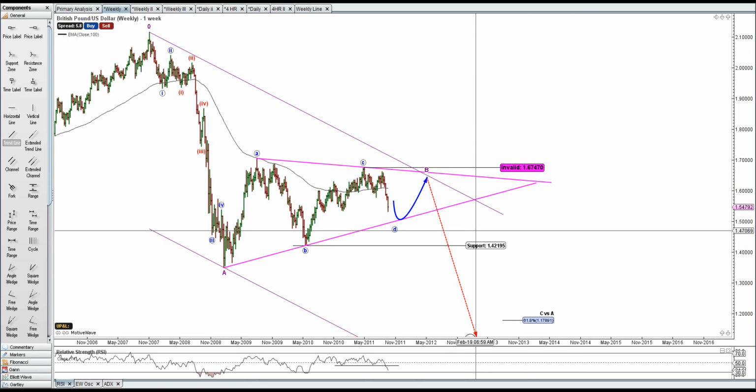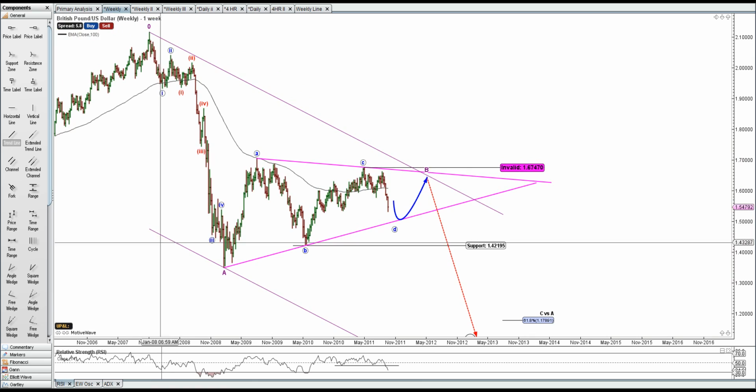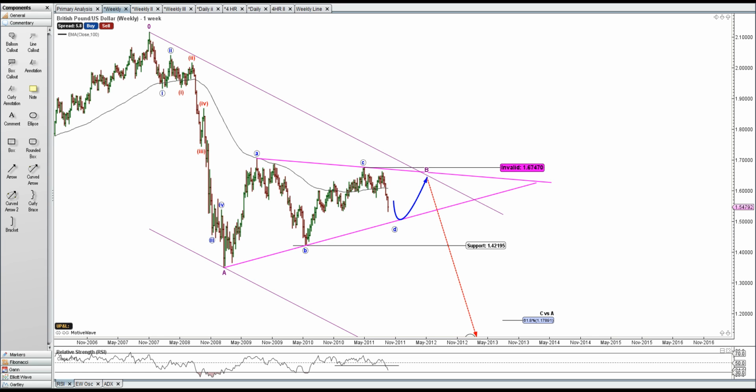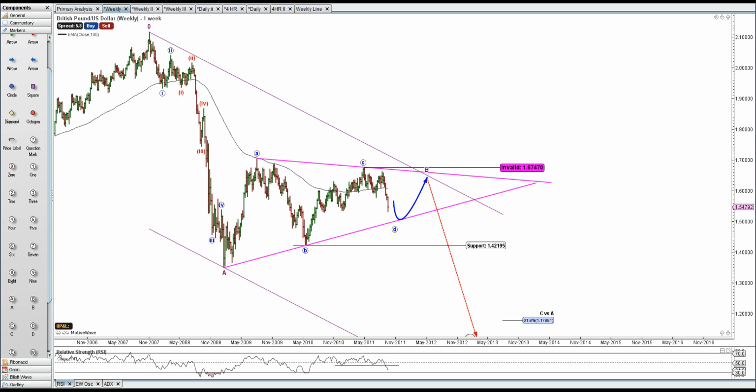There is also a possibility that this is just a 1, 2, 3, 4, and this is going to be a 5 down to 1789.